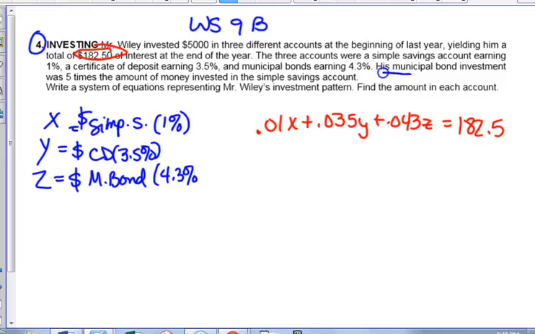There is a goofy one down here, yep, that has to do with the municipal bond was 5 times the amount of money invested in the simple savings account. I think this is what Kirsten said. What do you think, guys? Bond is 5 times savings, right? Perfect.